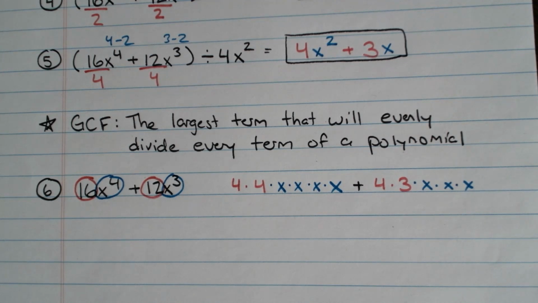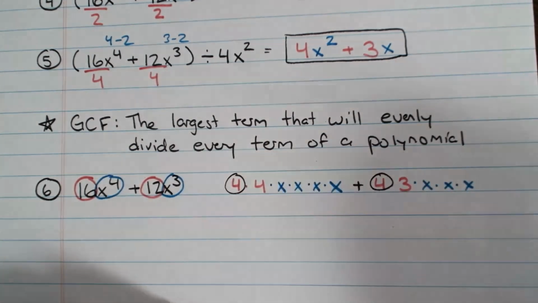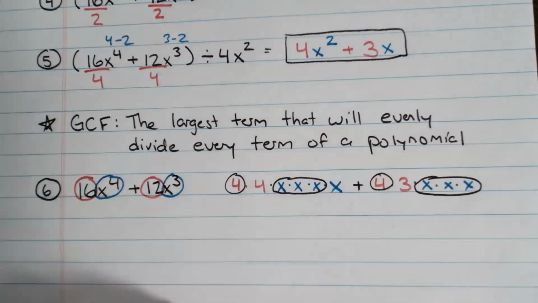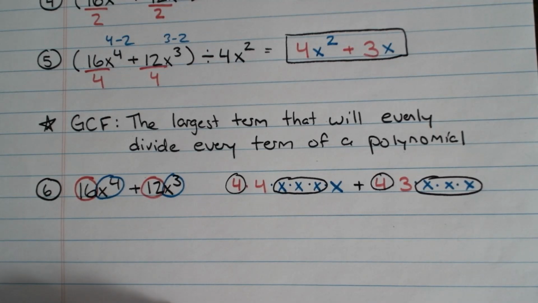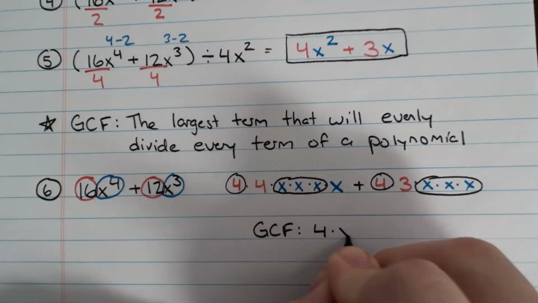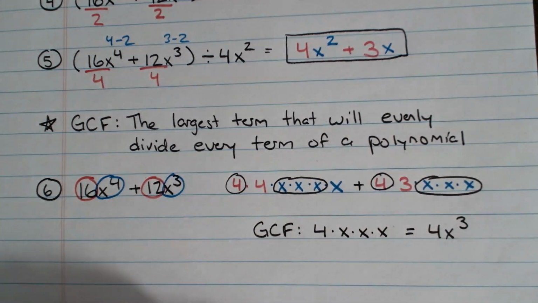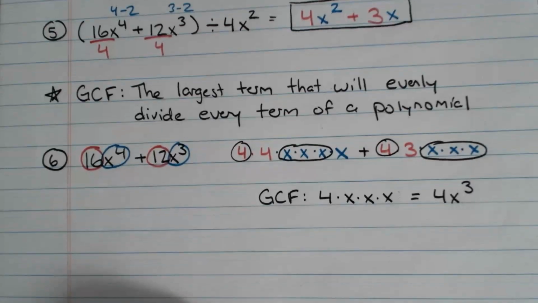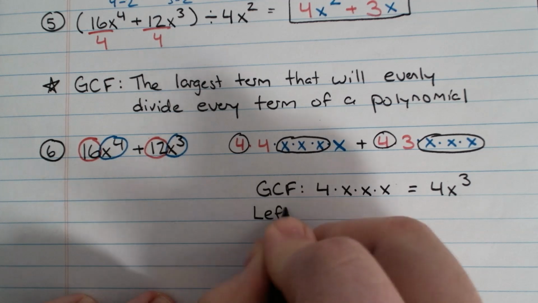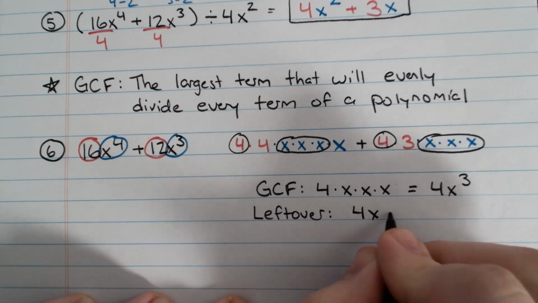So GCF is what do they have in common? Well, they've got a 4 in common, and they've got 3 x's in common. So the GCF is 4 times x times x times x, which is just 4x cubed. The leftovers is 4x plus 3.